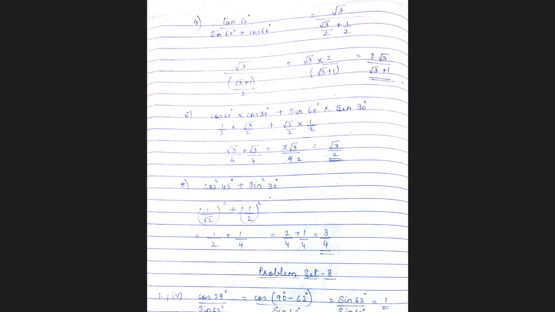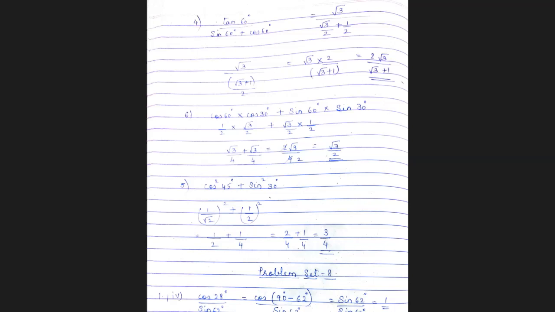Now root 3 upon the denominator 2 is the same, therefore root 3 plus 1 upon 2. Now root 3 divided by that particular number, so root 3 into, it becomes reciprocal. So 2 upon root 3 plus 1. So 2 root 3 upon root 3 plus 1 is the answer. Okay.